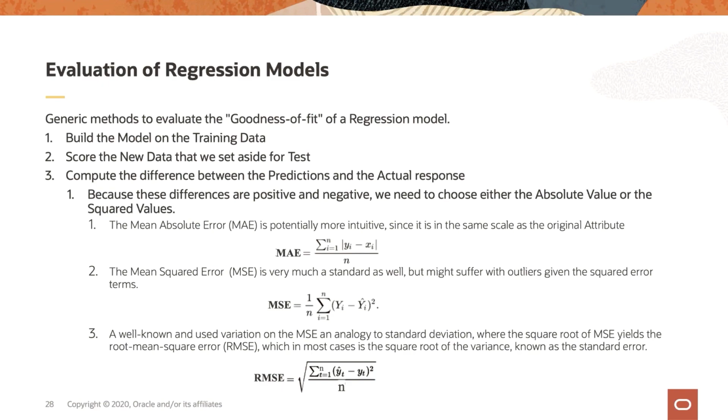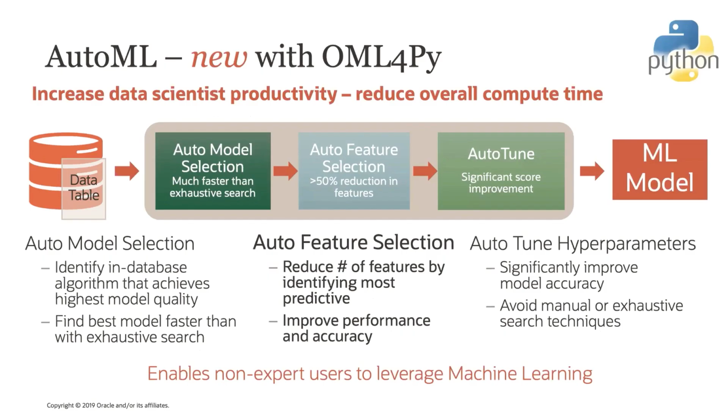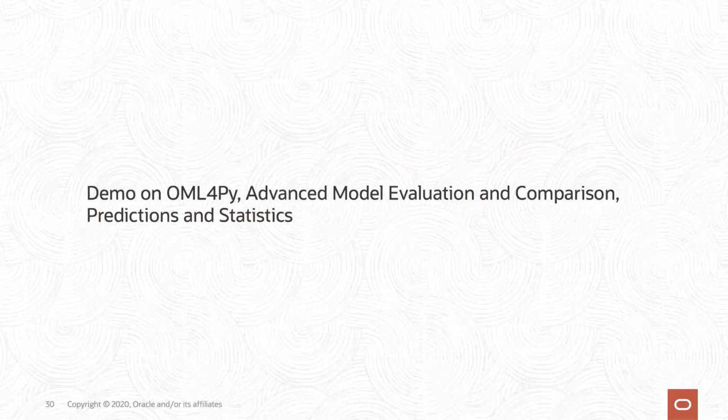With that said, we also have AutoML. I think I talked about AutoML already, and in this case, again, it still makes sense. You are going to have model selection, feature selection, and auto-tune working for AutoML for regression this time. So we're going to take a look at that in our demo section.